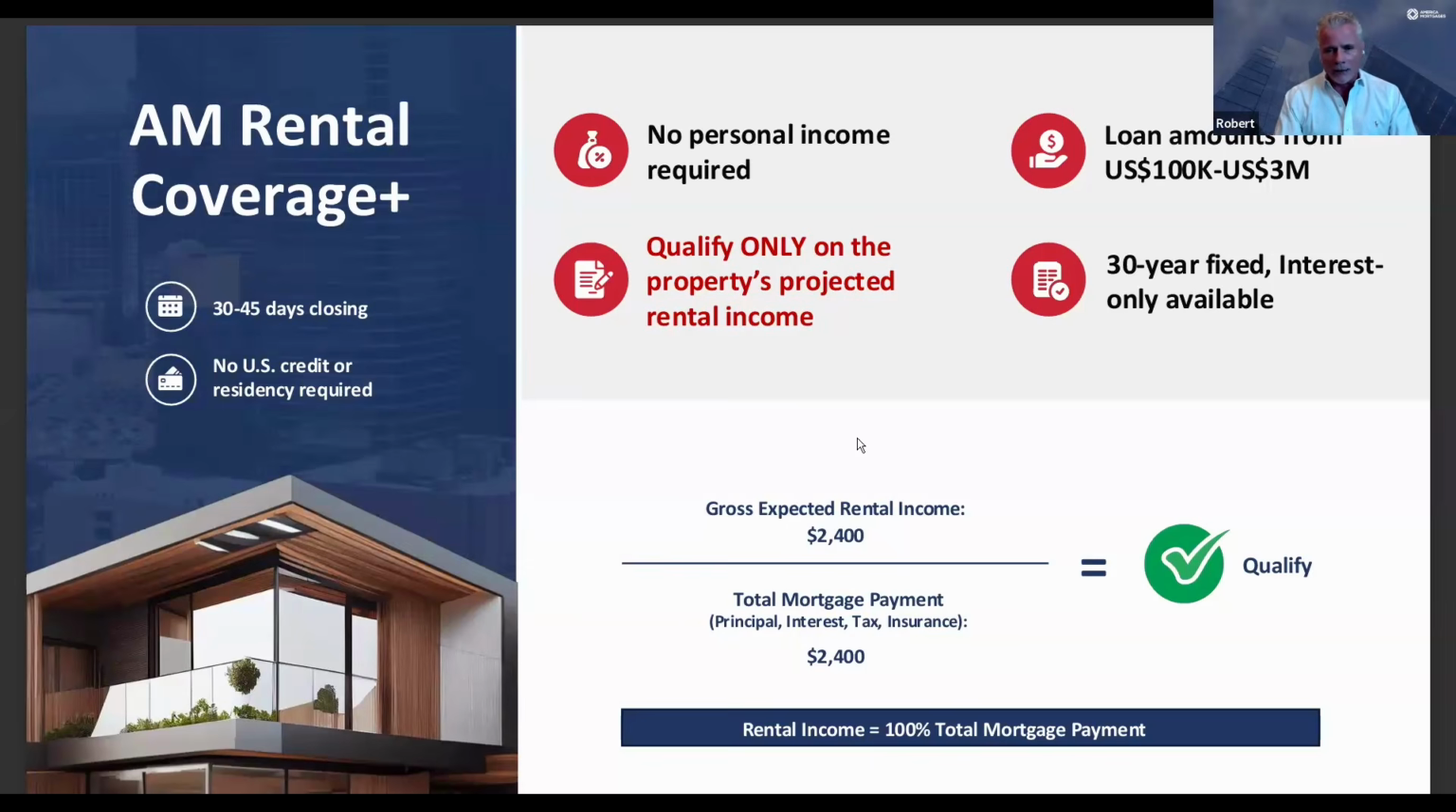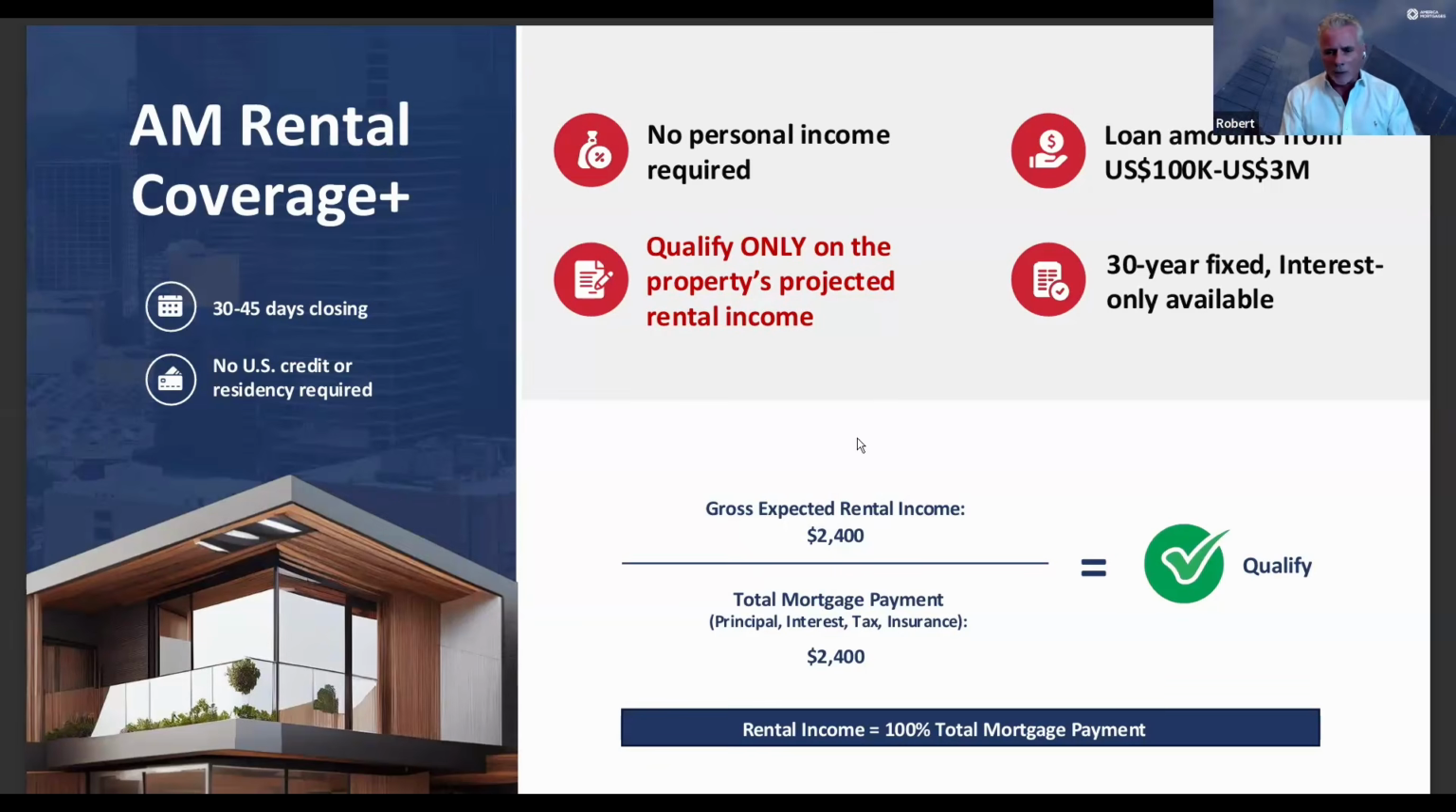We can do loan amounts as little as $100,000, and really we can go up to any amount on this. But of course, because it's qualifying on rental income, once you're over around $800,000, it makes it a little bit difficult to qualify, at least on the highest loan to value on DSCR. And of course, 30-year fixed and interest only is available.